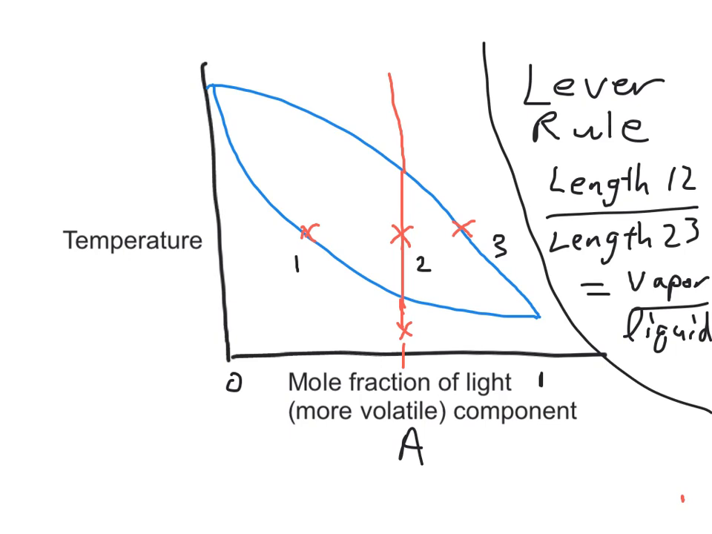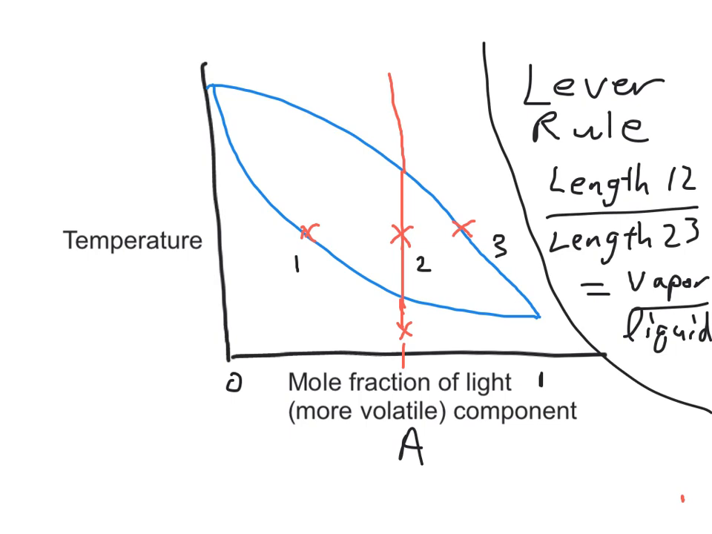Here's the lever rule summarized over here on the right, which says that the length of 1, 2, which is just the distance between the saturated liquid line and our initial or total mole fraction, if I take that distance, I can measure it, if this is a plot, I might measure it with a ruler. That's the length of 1, 2. Length 2, 3 is the opposite distance, the distance from the initial or overall mole fraction to the saturated vapor line. That is equal to the ratio of the vapor to the liquid.